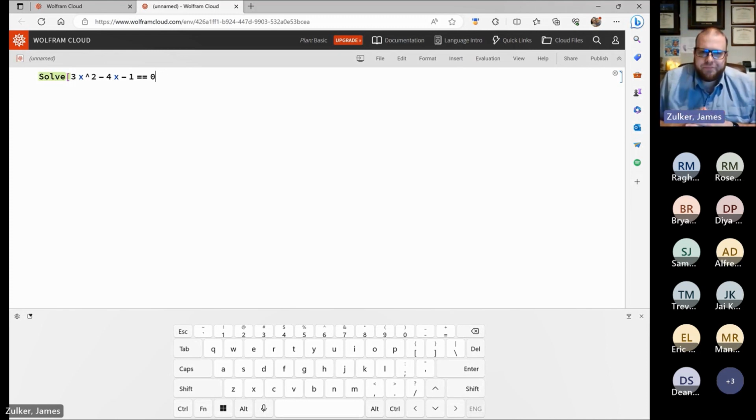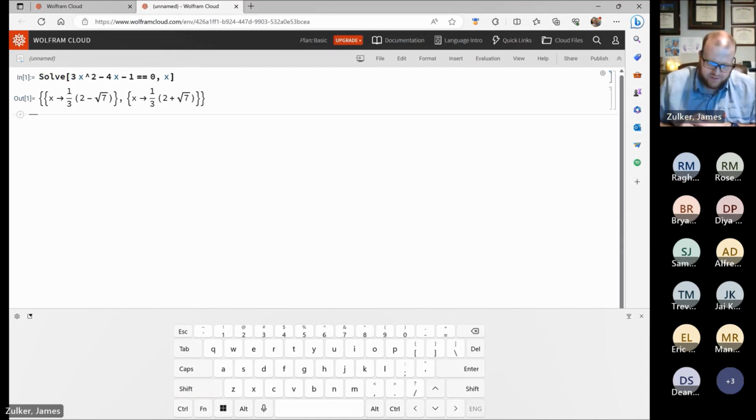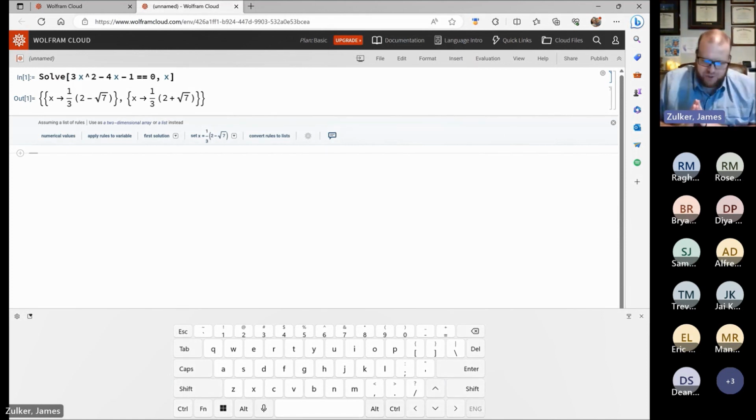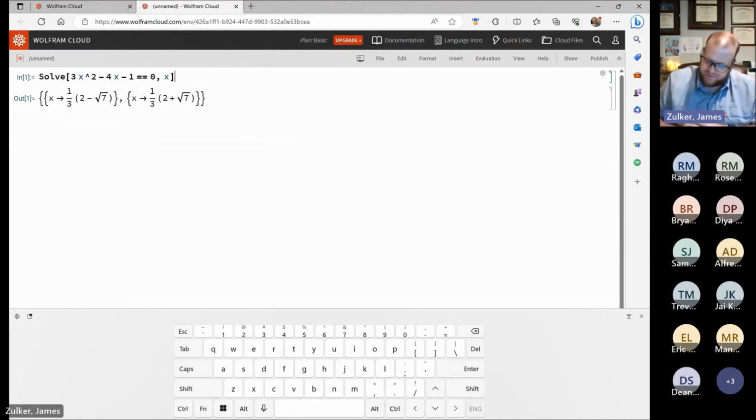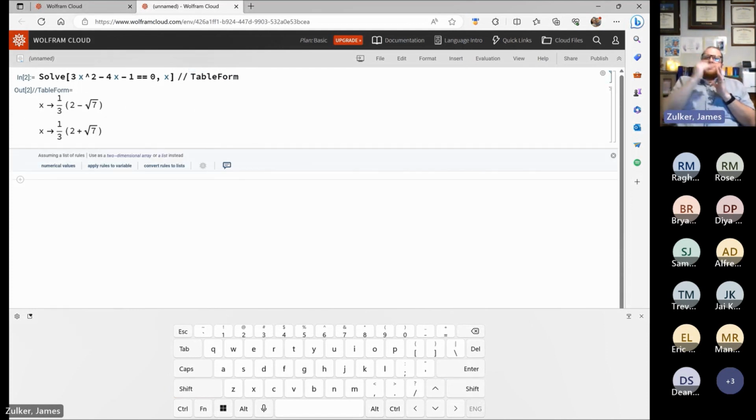Single equals, you're storing a value. Double equals is a test. And I need to tell it what variable I'm solving for, in this case x, close out my bracket, shift, enter. Okay, now there are the two solutions. I personally do not like that form. So I'm just going to do table form. There we go. Just so it lists it out more nicely for me. There's our two solutions.